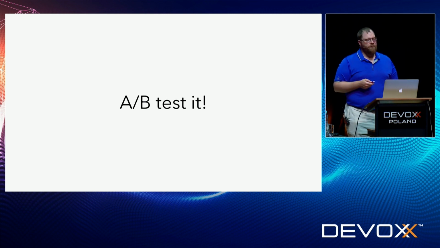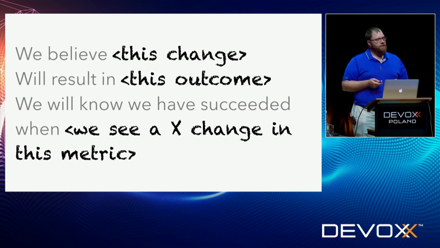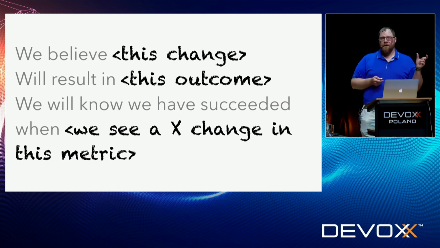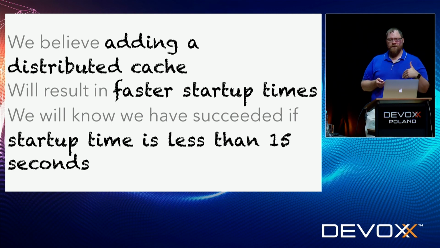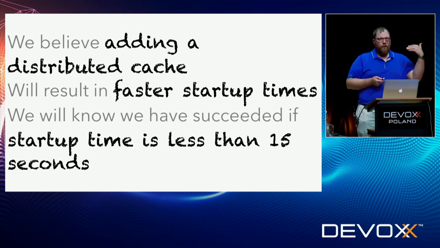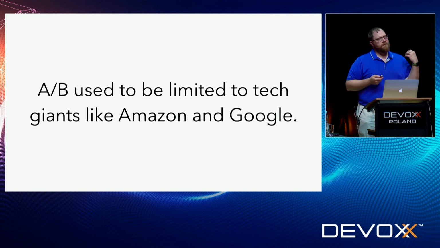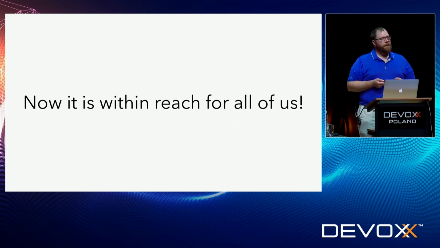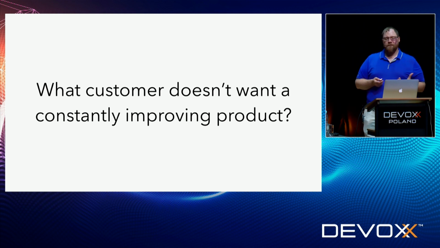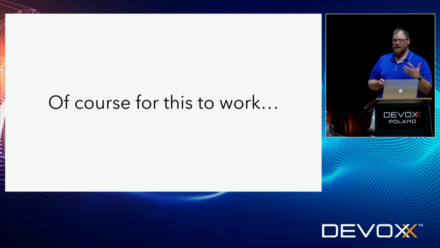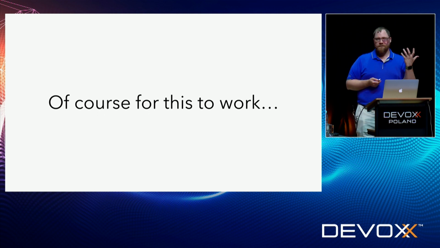Instead of having this debate in the project room, we can actually say, all right, we think this change will result in this outcome. We will know we have succeeded when this metric changes. So we can say, we think adding a distributed cache is going to result in faster startup times. We will know if that's the case if startup times are less than 15 seconds. This can give us some really interesting fitness functions. This allows us to do some of these experiments that, again, used to only be the place of Googles and Amazons and things like that. We can all do it today. And let's be honest, every single one of our customers wants a constantly improving product. Now, this doesn't happen overnight. This doesn't happen easily. This requires some discipline to make it happen.